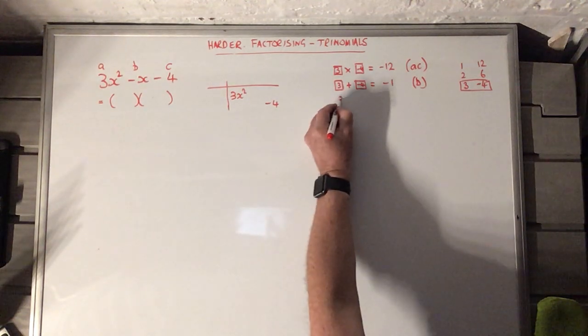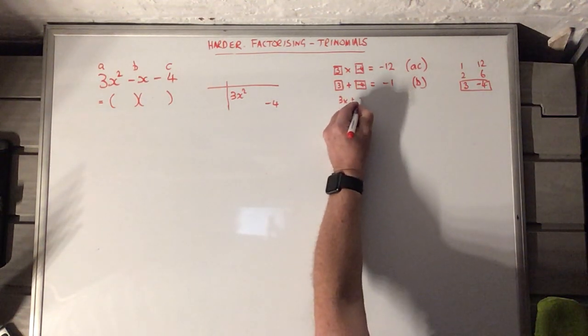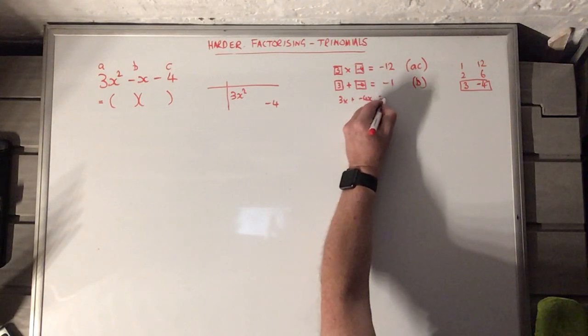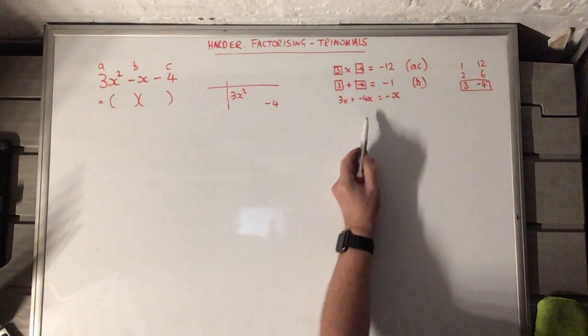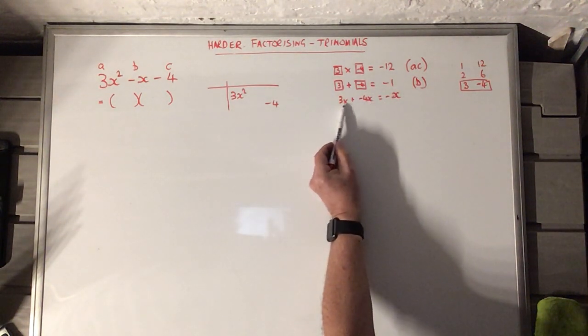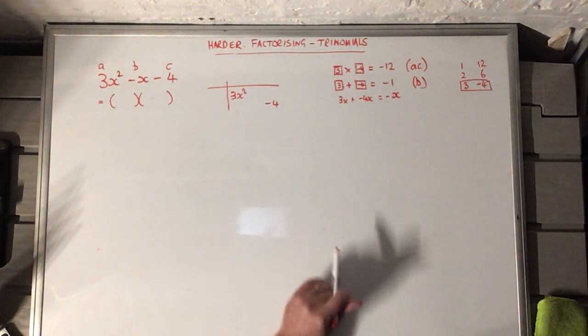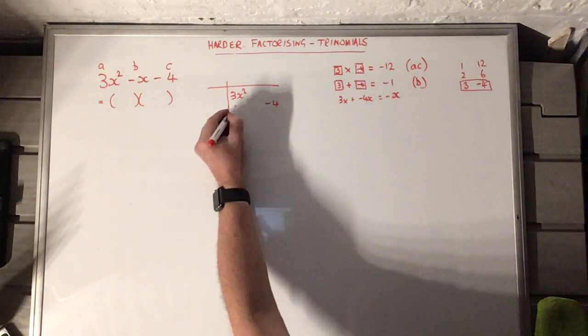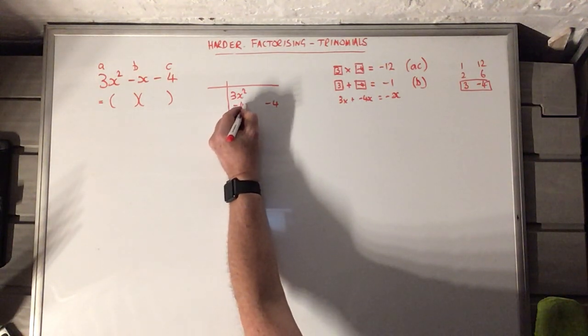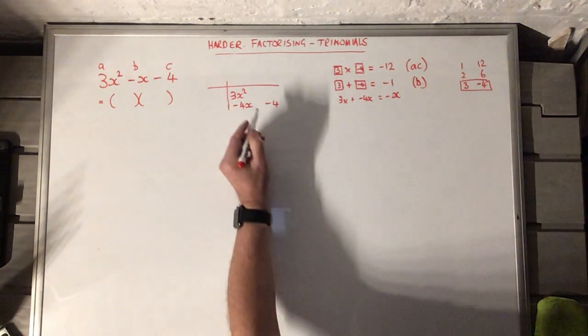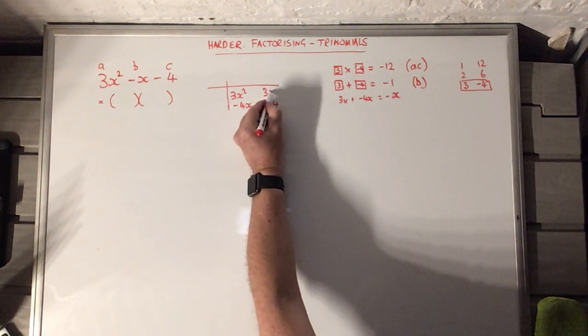Just as in the last video, it's not really negative 1 we want, it's negative x we want. So it's really 3x plus negative 4x is equal to negative x. So what we really want is negative 4x and 3x. Where do we put them? It doesn't matter. So let's put the negative 4x here, and let's put the 3x here.